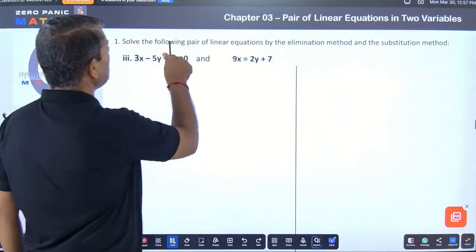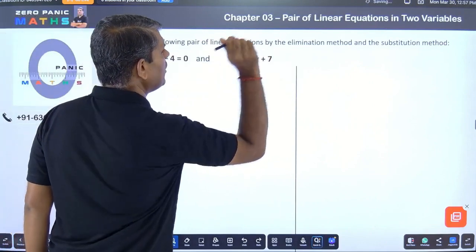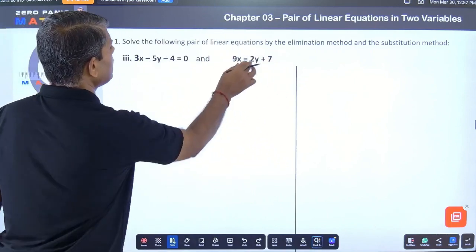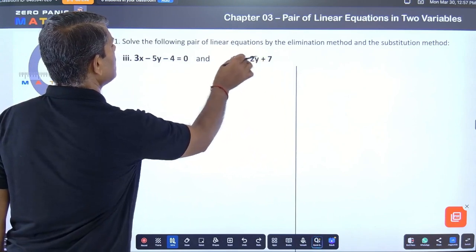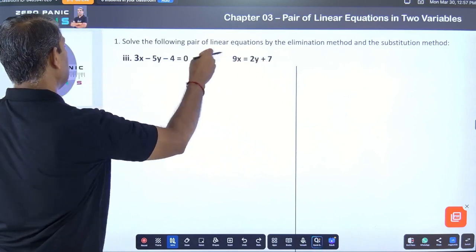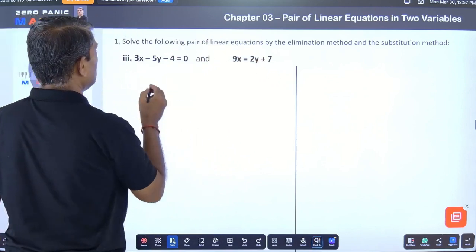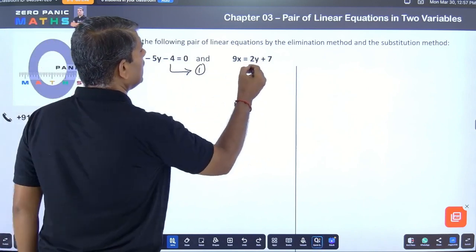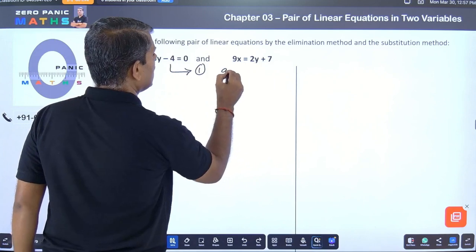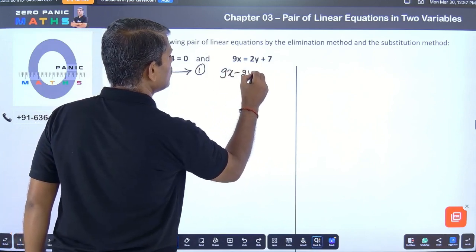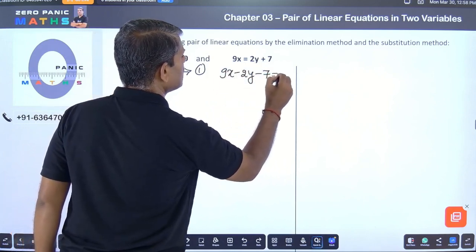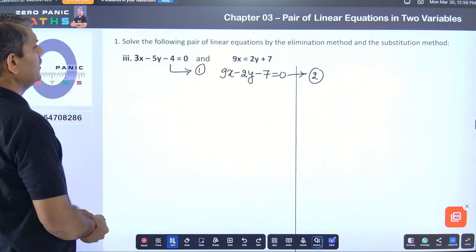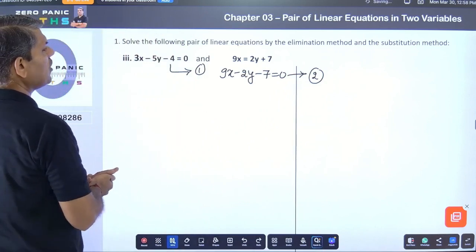Now solve the following pair of linear equations by elimination method and substitution method. Let us first convert this equation, by taking the right to the left. Let us say this is equation 1, and convert this as 9x minus 2y minus 7 is equal to 0 and call it equation 2. No problem. So now that will give us the clear picture of what to do.